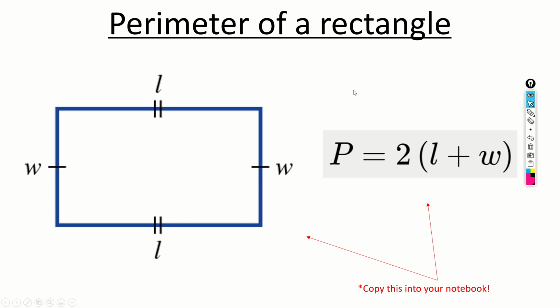All right, so you might also want to pause the video here and copy this into your notebook. This is a shortcut for finding the perimeter of a rectangle because rectangles have opposite sides that are equal. We've got two of the same length and we've also got two of the same width. All right, so as a shortcut, we can just add the length and the width together and then times it by 2 to find the perimeter. So copy that shortcut into your book with the picture.